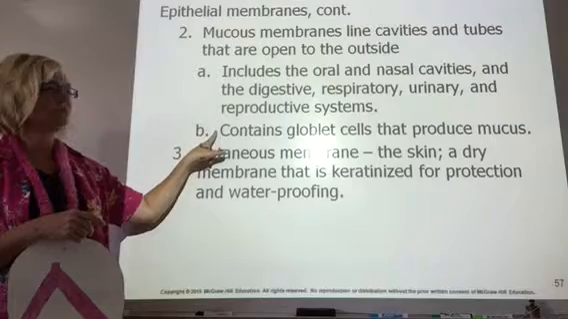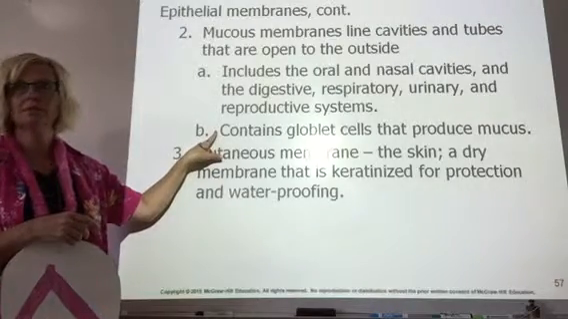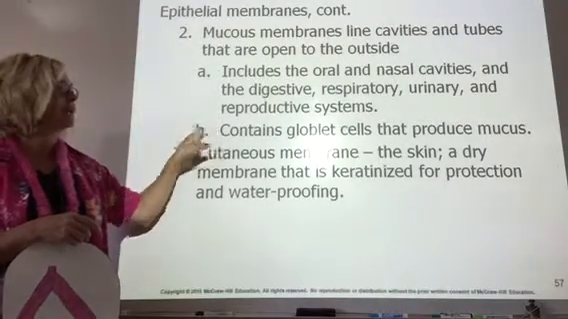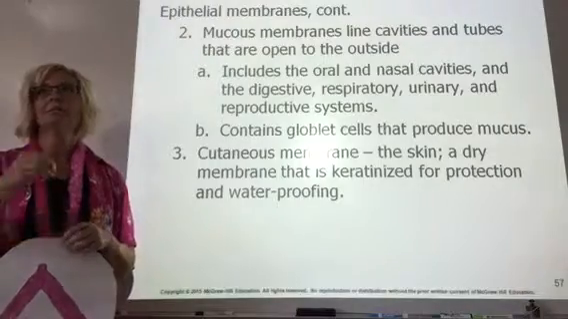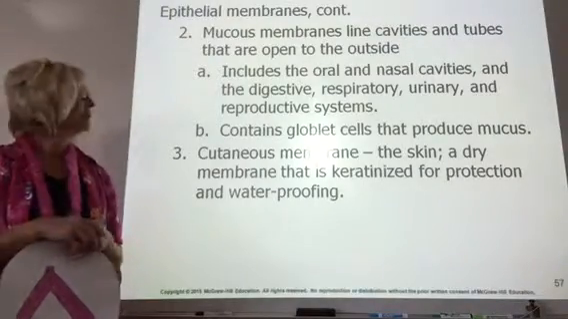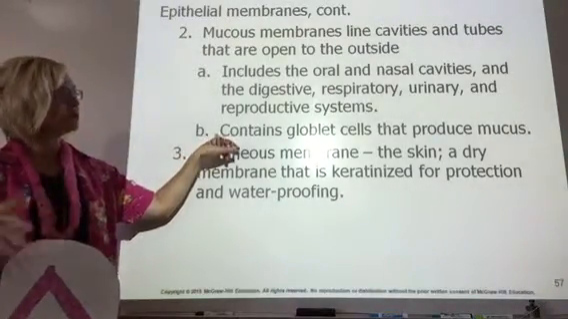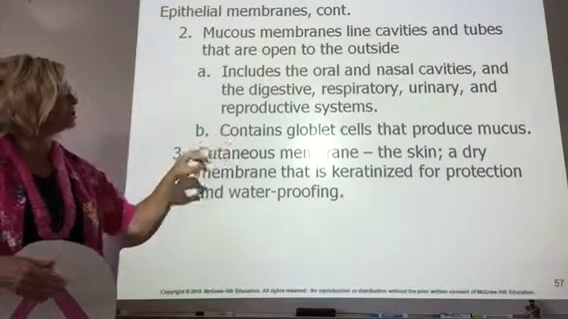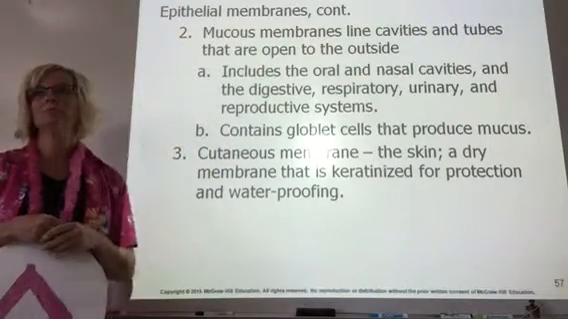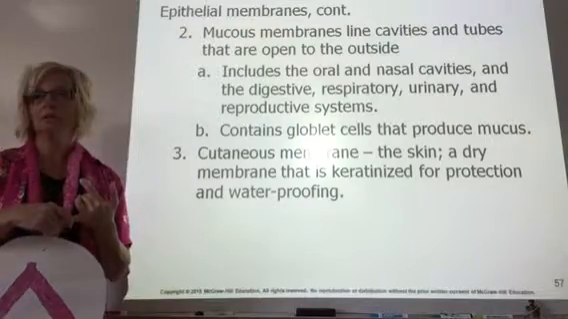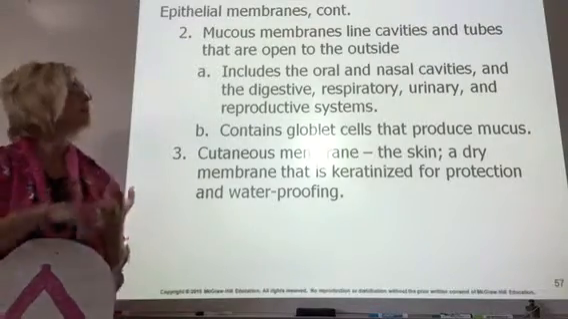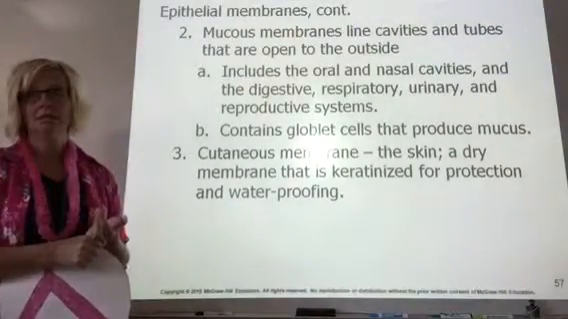Do remember those goblet cells when we talked about connective tissue. Goblet cells are the cells that make mucus. So a goblet cell is going to produce the mucus that is going to be part of a mucous membrane. So serous doesn't lead to the outside. Mucus does lead to the outside.